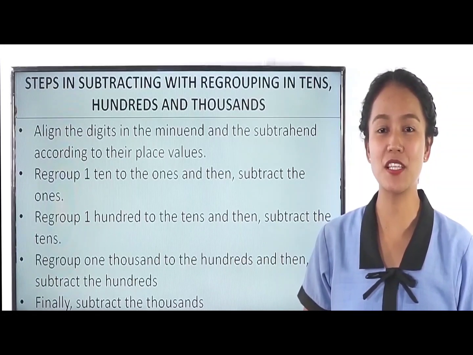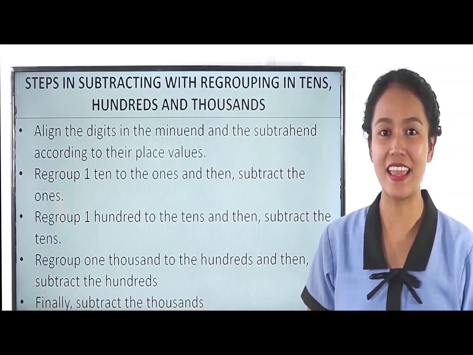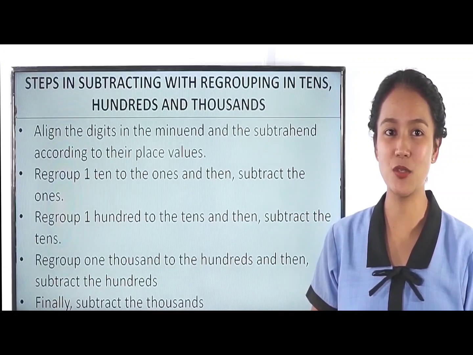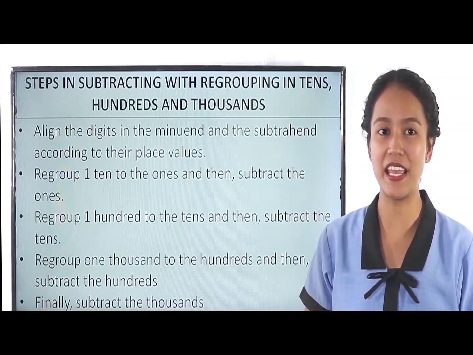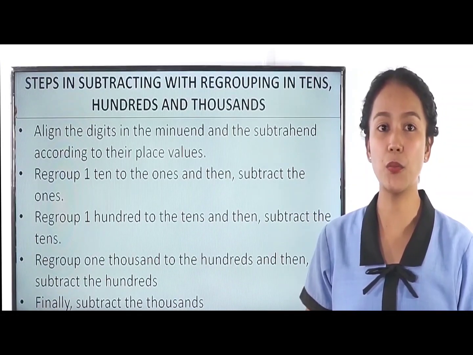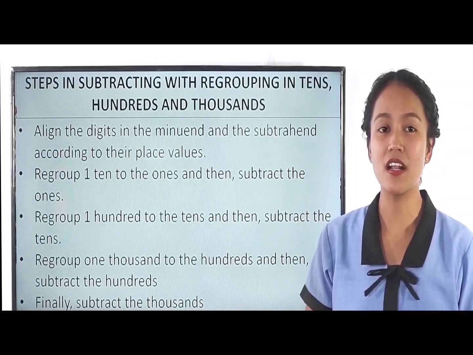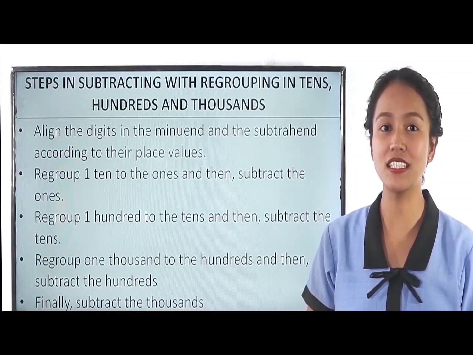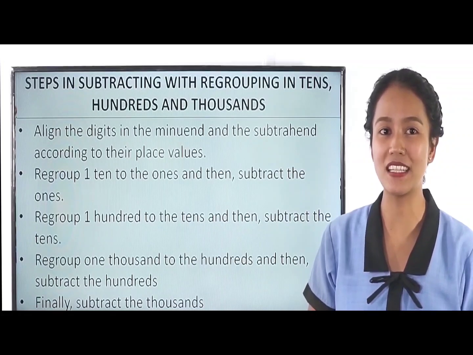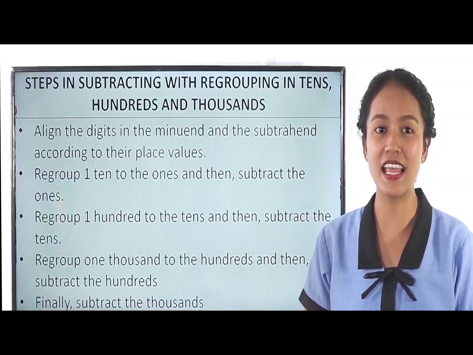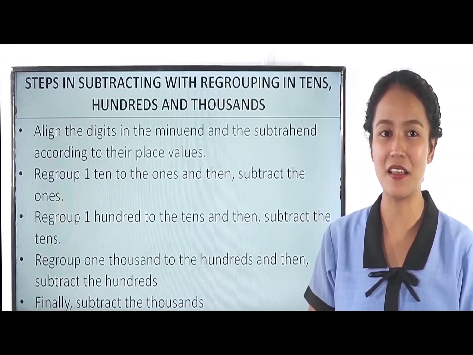Here are the steps in subtracting with regrouping in tens, hundreds, and thousands. Align the digits in the minuend and the subtrahend according to their place values. Regroup 110 to the ones and then subtract the ones. Regroup 100 to the tens and then subtract the tens. Regroup 1,000 to the hundreds and then subtract the hundreds. Finally, subtract the thousands.